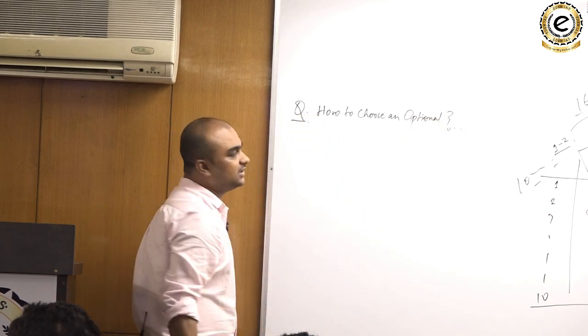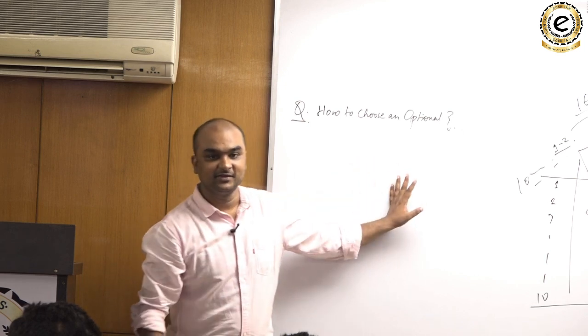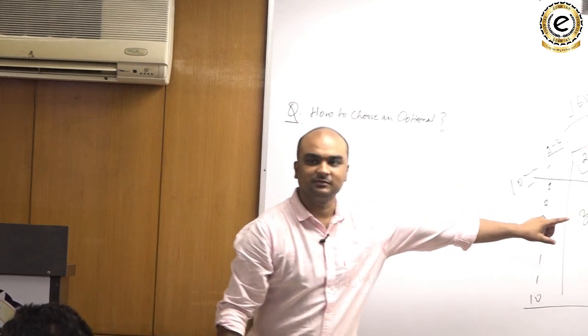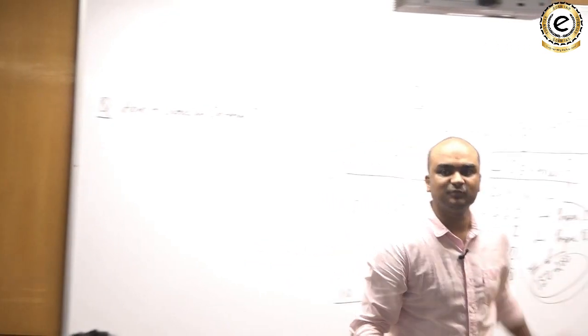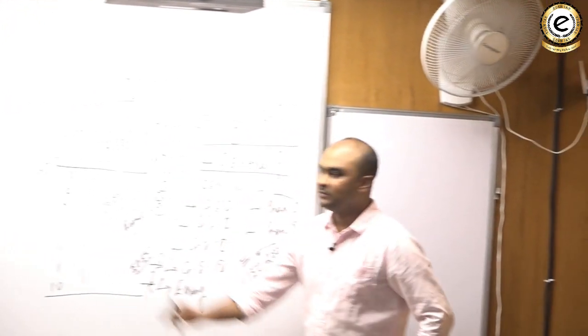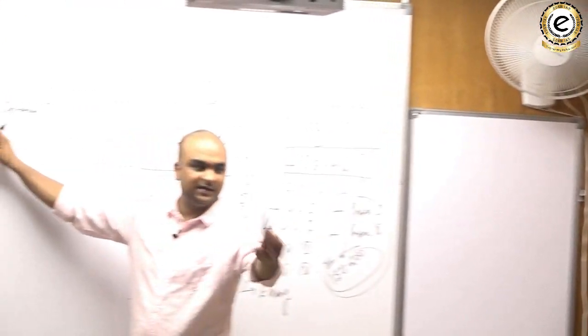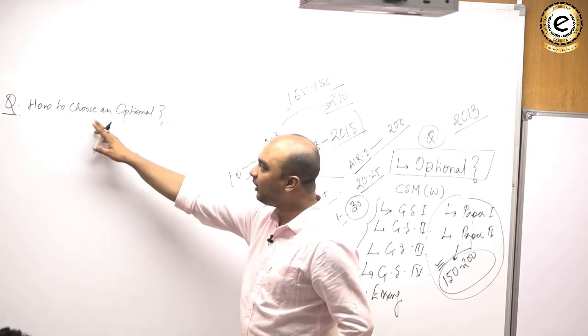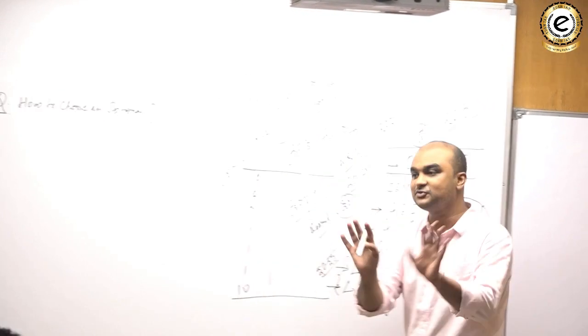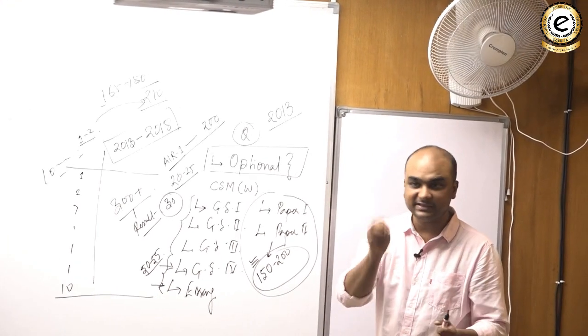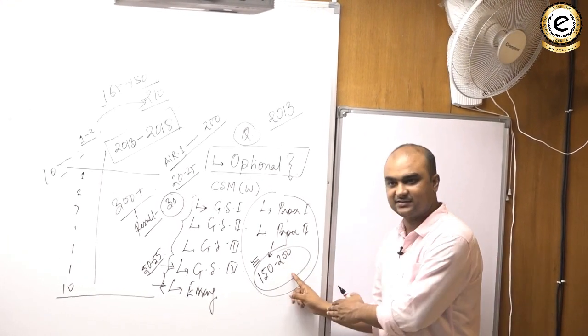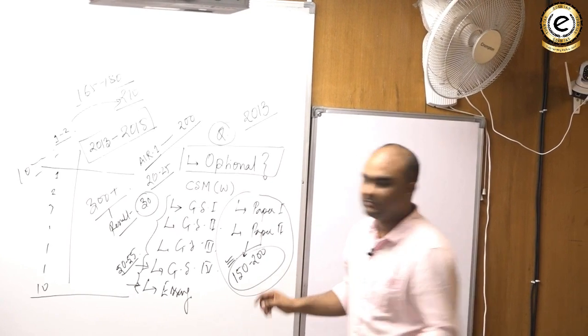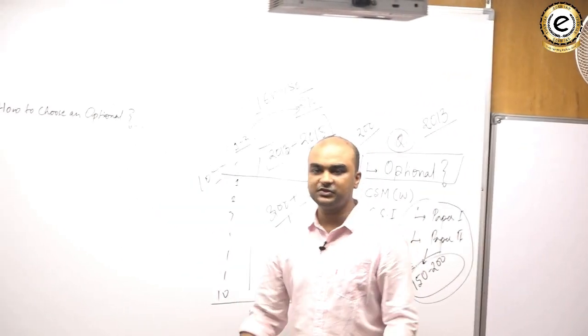This is perhaps a more relevant question, because all will agree that the first is more or less easy to understand. But to answer this question is very difficult: how to choose an optional. It is important to make the right decision with respect to the optional because you want to get selected. But how to make that decision? Which optional should I go for?